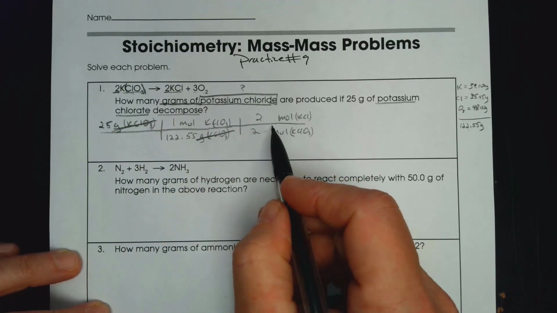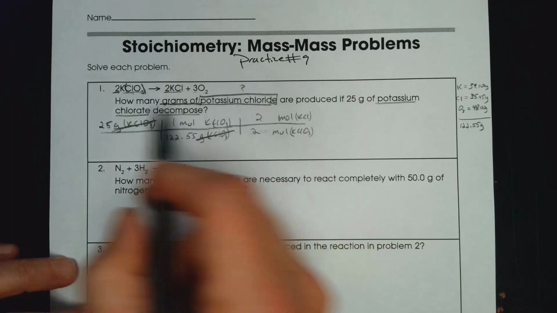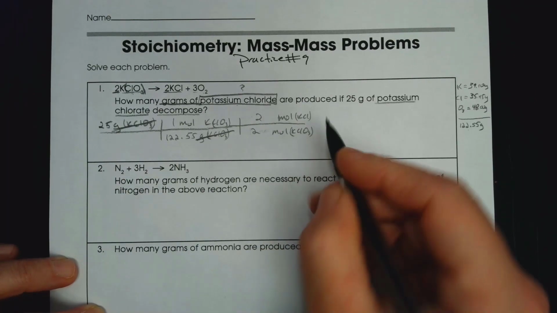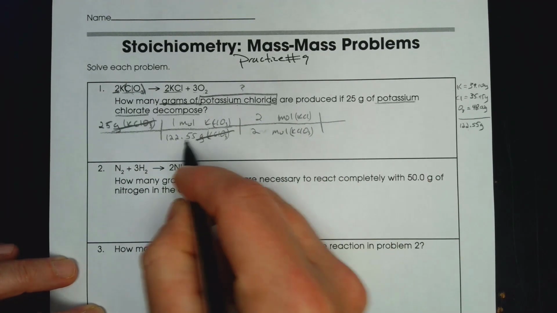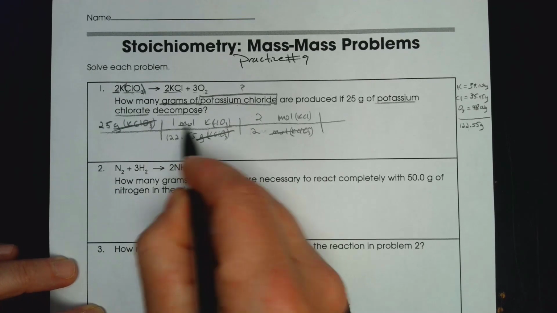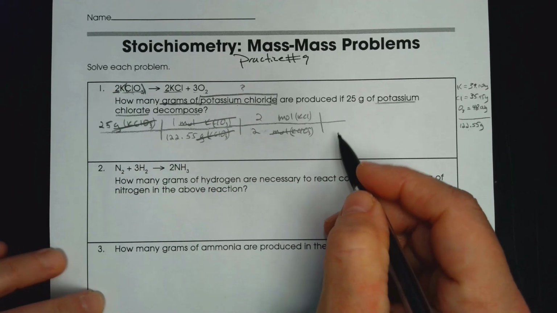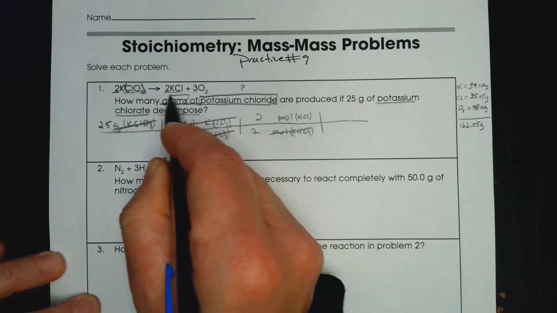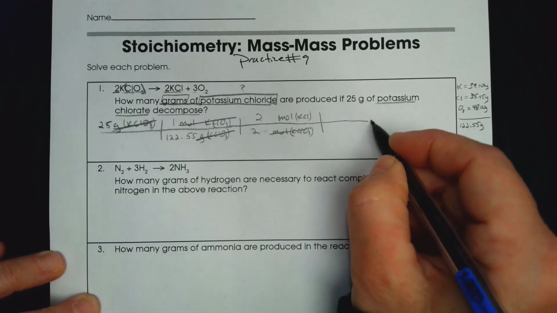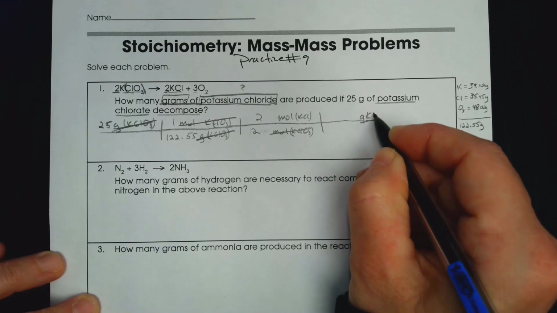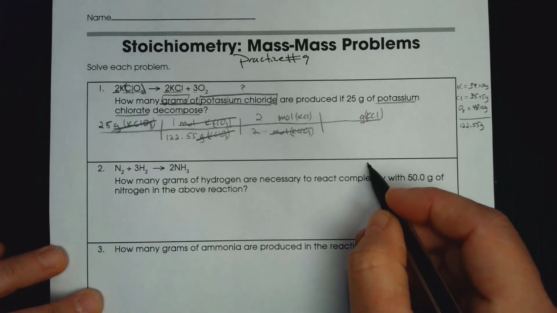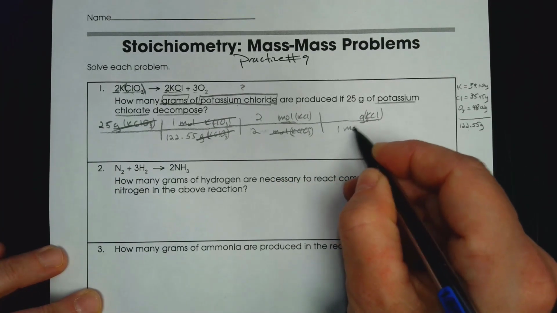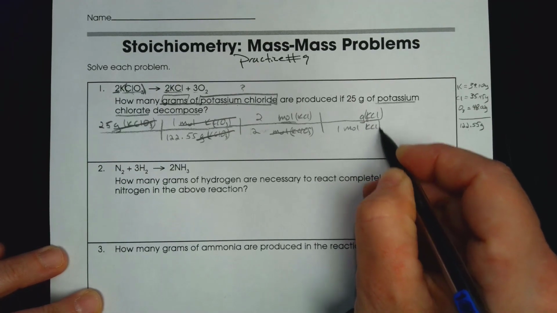So in other words, you guys, what this means is that if I have 2 moles of potassium chlorate, it's going to break down into 2 moles of potassium chloride. So now I have enough information to cancel out my unit of moles of potassium chlorate, and I'm left with moles of potassium chloride. But I'm not quite done, because I have to finish with grams of potassium chloride. So I can set that up right there. And I know that I have to get rid of the unit of mole, so I'm going to put 1 mole of potassium chloride down here.